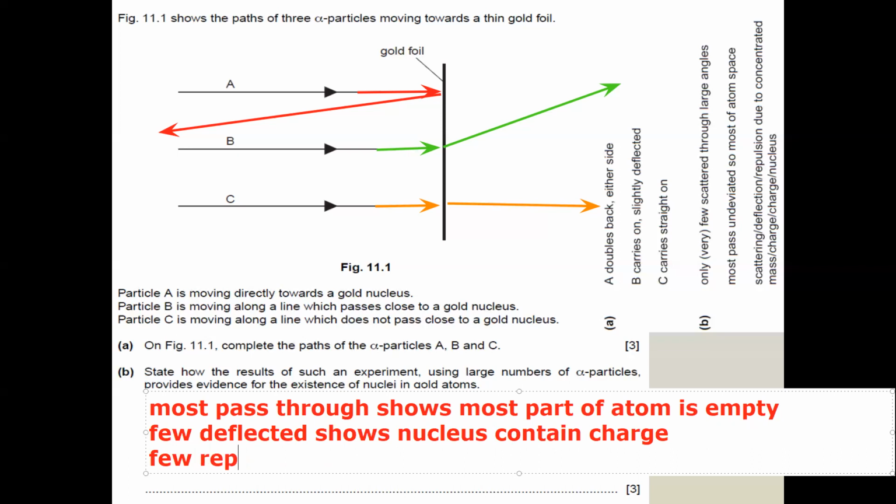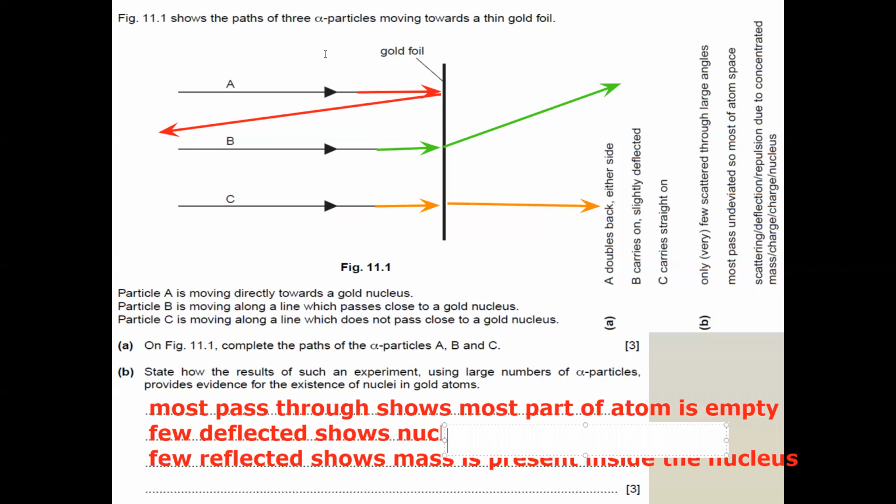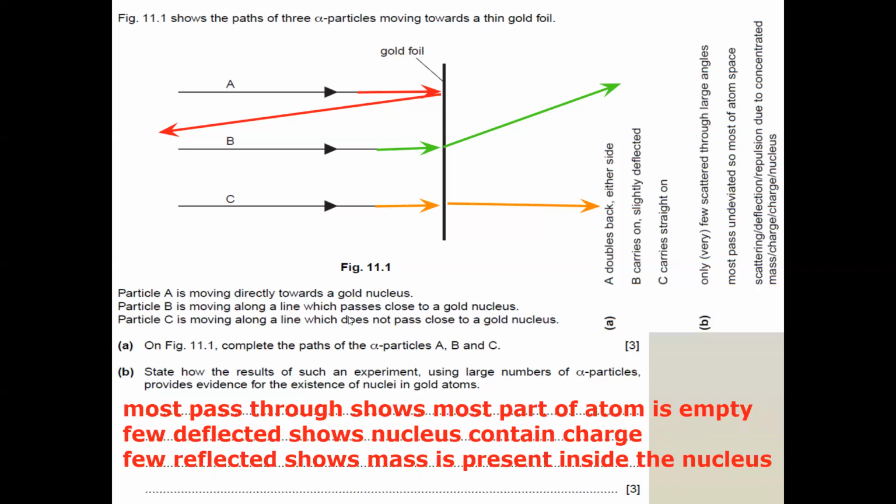And few bounce back, or few of them are reflected, or you can say scattered, shows mass is present inside the nucleus. So these are the observations and the conclusion of the Rutherford experiment.